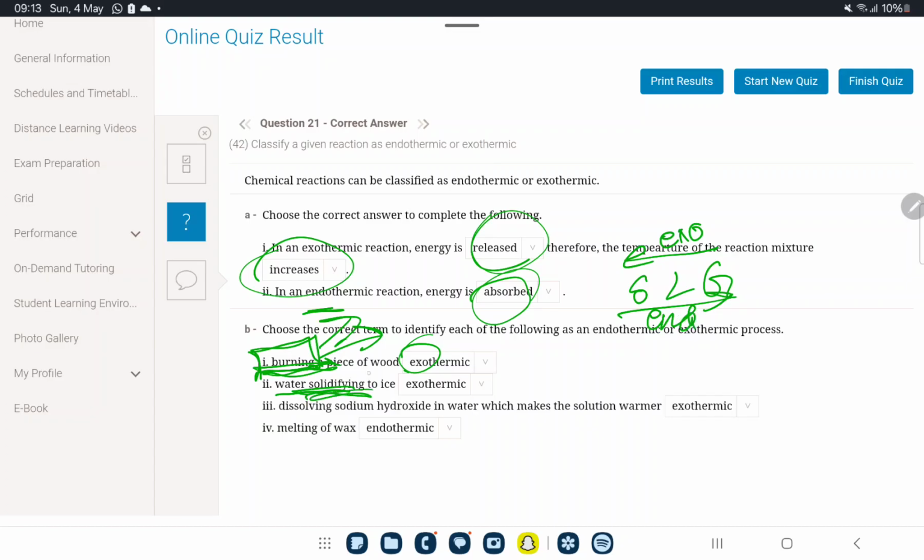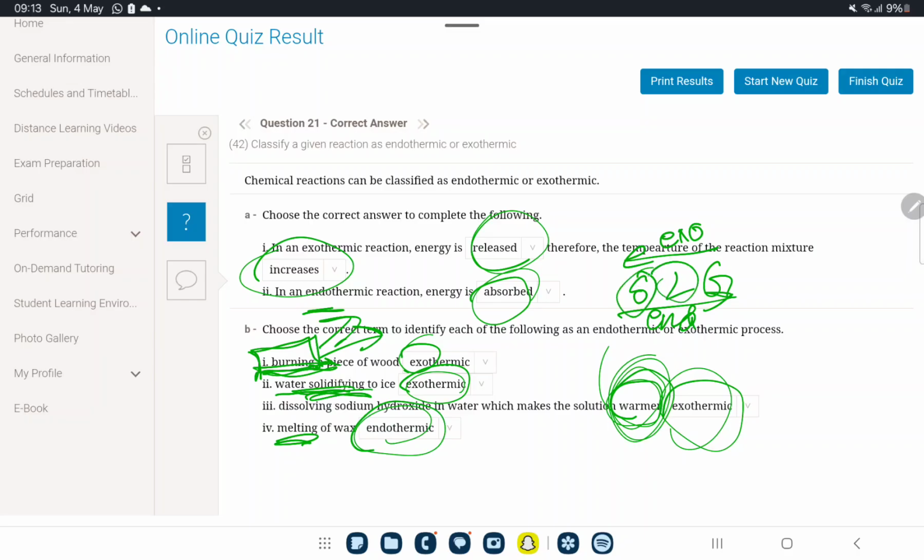It forms bond, so it's exothermic. Dissolving sodium hydroxide in water, which makes the solution warmer. It makes it warmer. Exothermic. Melting. Breaks bonds. Endothermic. Melting from solid to liquid. This way. Endo.